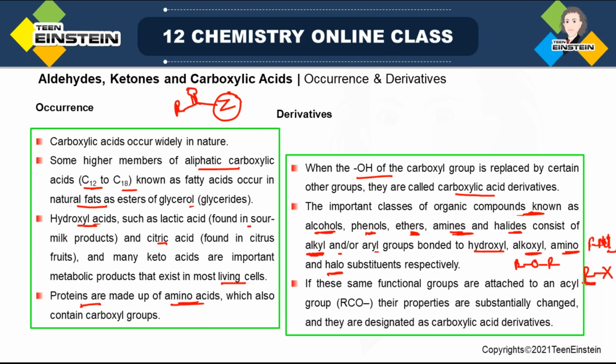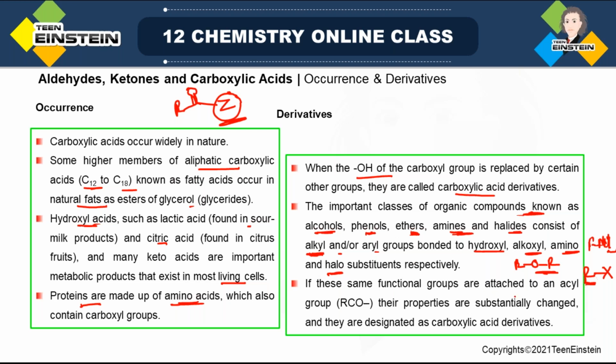So these are the different important compounds. Now the same functional group. Which functional group? OH, OR, NH2, halo. All these functional groups, when they are in Z form, that is, instead of writing OH, if you write RCONH2, RCOCl, RCOOR, depending on that, you can get different derivatives.